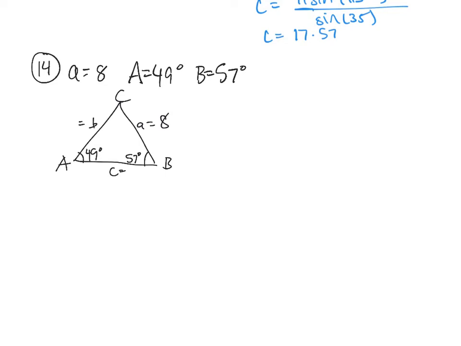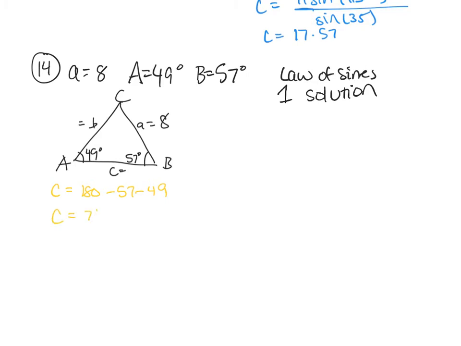So here's a case of angle, angle, side, meaning we will use our law of sines. And since this is not the ambiguous case, we know this is just going to be a one solution problem. Let's do what we can, solve for what we can. First thing, let's solve for that last side length. It's already there. It's easy pickings. So we have C is equal to 180 minus 57 minus 49. And that gives us that C is 74 degrees. Excellent.